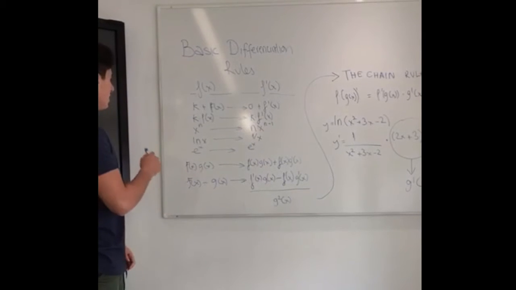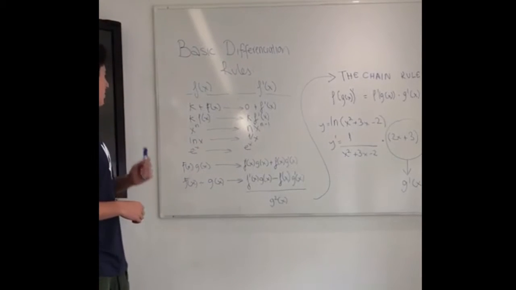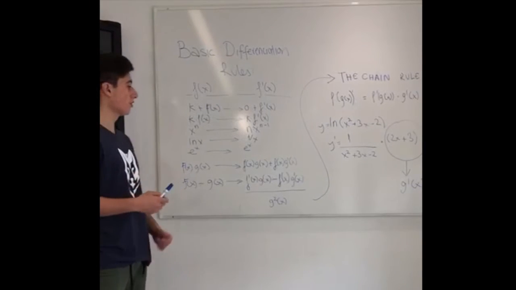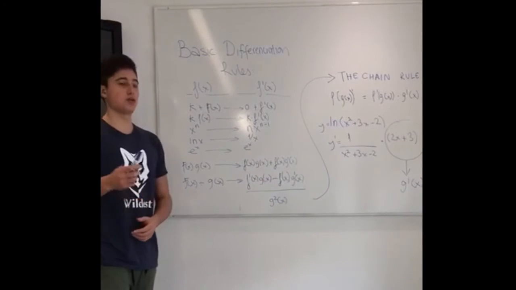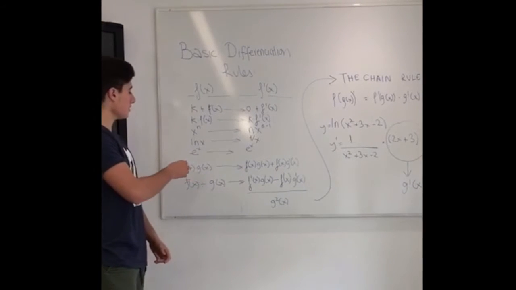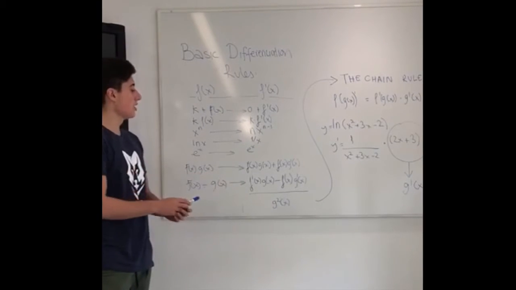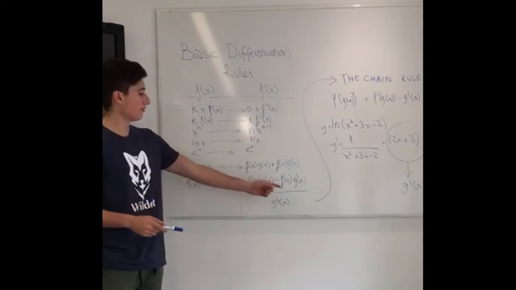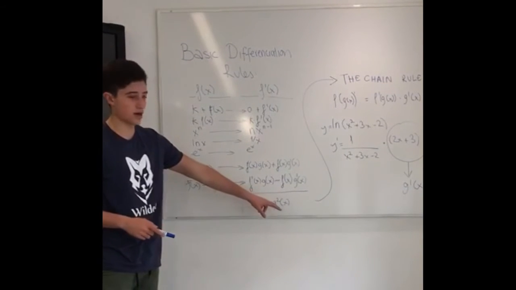The derivative of e raised to the power of x is equal to e raised to the power of x. Then the derivative of f of x times g of x is equal to the derivative of f of x times g of x plus f of x times the derivative of g of x. Then we have the derivative of f of x divided by g of x, that is equal to the derivative of f of x times g of x minus f of x times the derivative of g of x over g squared of x.